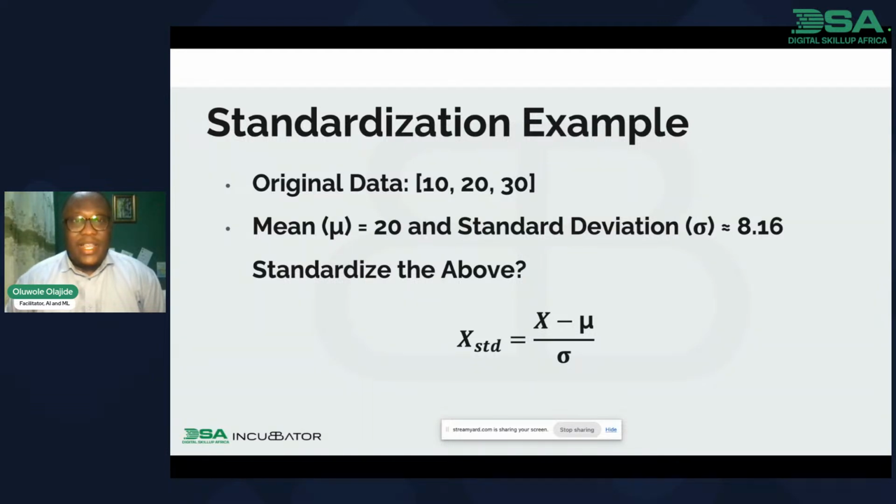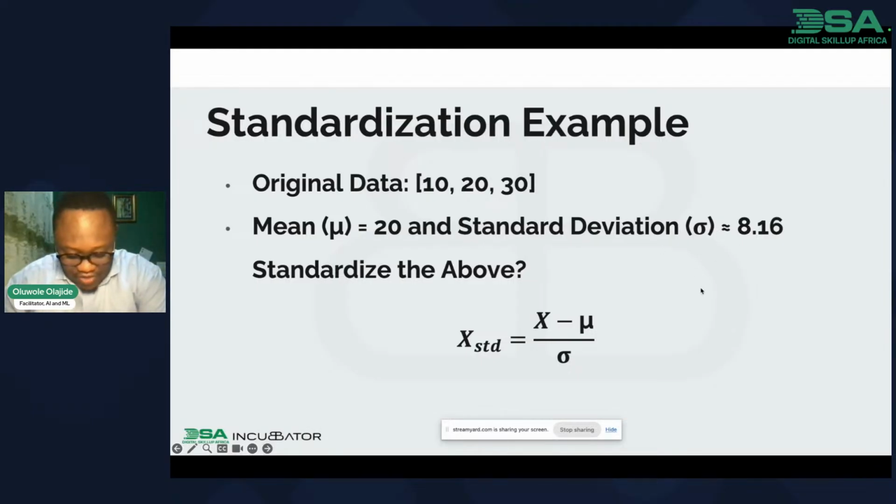Easy to calculate the mean here now. All I need to do is just add these three together and divide by 3. 10 plus 20 plus 30, divide by 3. That is what? 60 divided by 3. And then that is my mean. Then you know how to calculate your standard deviation.